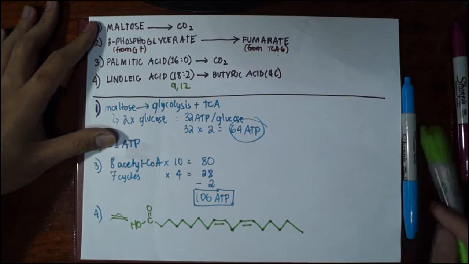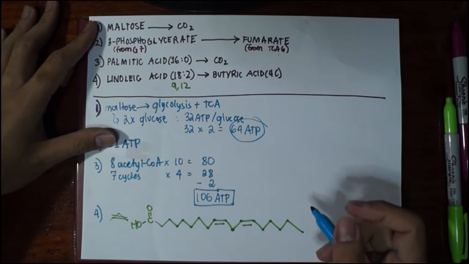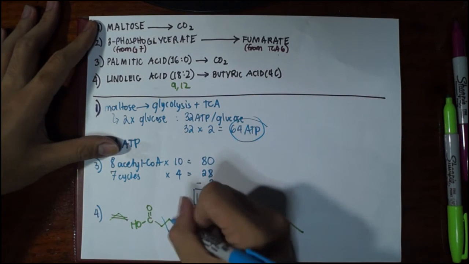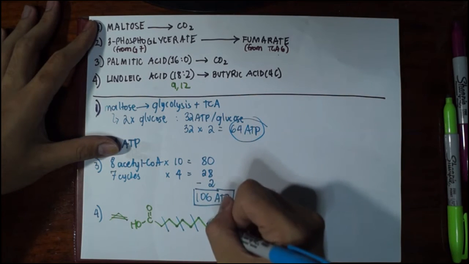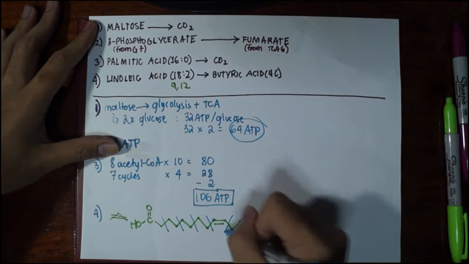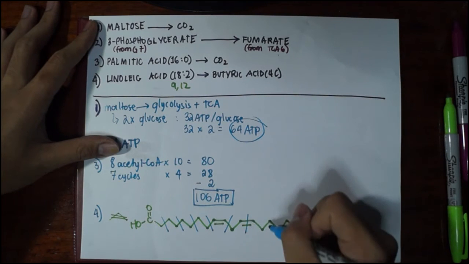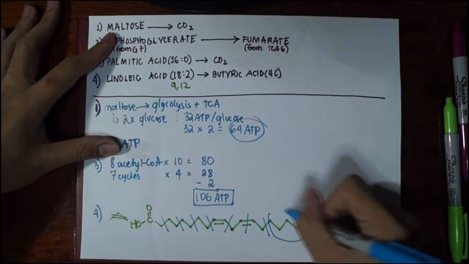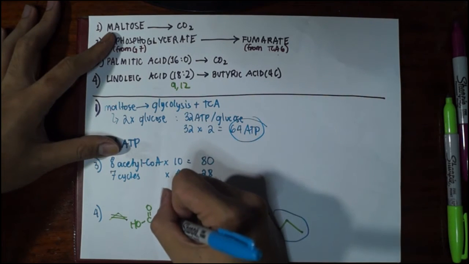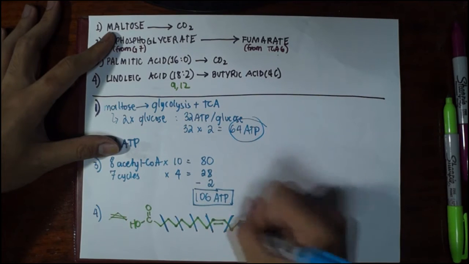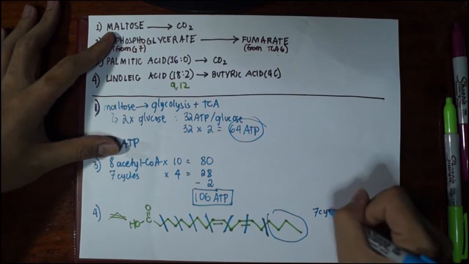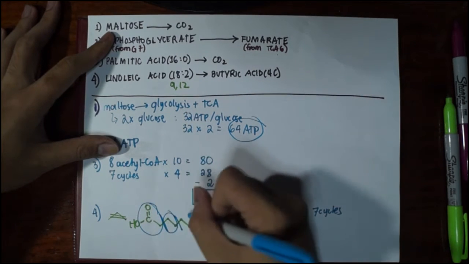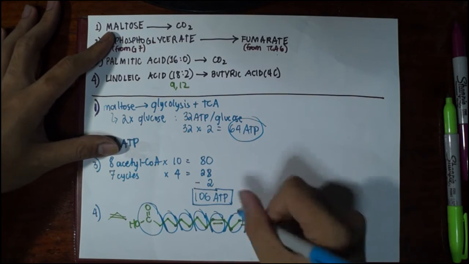Alright, so what do we do? We chop this off until we reach 4 carbons because butyric acid is 4 carbons. So 1, 2, 3, 4, 5, 6, 7, 8, 9, 10, 11, 12, and then 1, 2, 3, 4. So this is the butyric acid, and we stop at this cycle. How many cycles did we get? 1, 2, 3, 4, 5, 6, 7 cycles. Then how many acetyl-CoAs? 1, 2, 3, 4, 5, 6, 7 also.